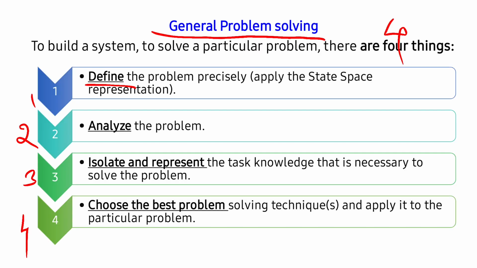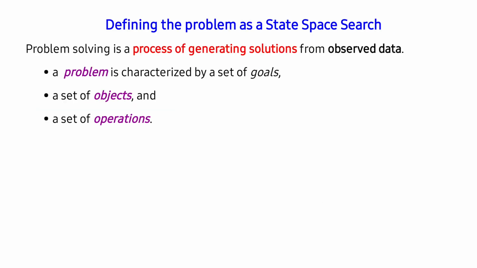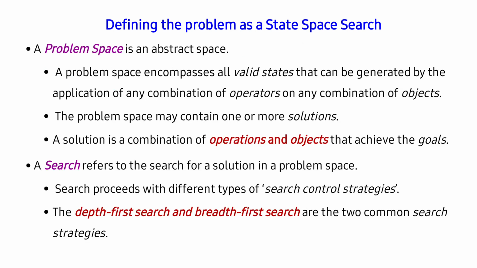As a first step, definition is going to deal only with the state space representation. We have to define the problem as a state space search. So problem solving, you can say, is a process of generating solutions from observed data. You can say a problem is characterized by a set of goals. Second, you're going to deal with objects, and with the operations that you apply on the objects. A problem space is an abstract space.